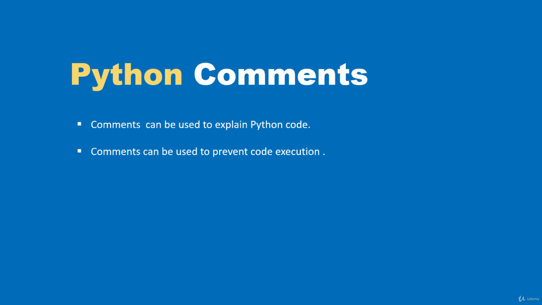There are two main types of comments in Python. We have a single line comment and a multi-line comment. The single line comment is represented by the hash symbol, while a multi-line comment, you can either represent by three double quotes on either side of the code you want to comment, or you can have three single quotes on either side of the code you are trying to comment.